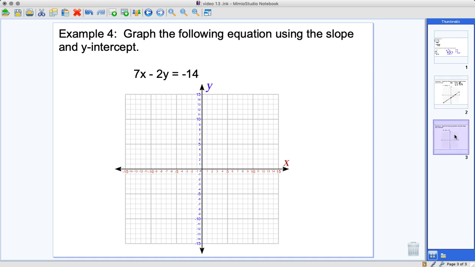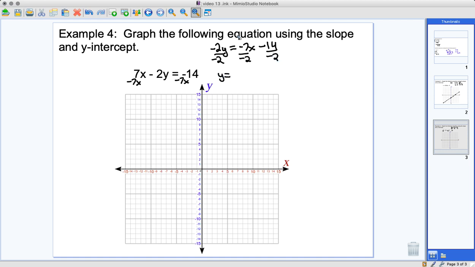Next one, kind of the same thing as that second example on that first slide. This is not in y equals mx plus b form, so we need to put it in that form. I'm going to subtract 7x from both sides. So I get -2y equals -7x minus 14. Divide by -2.